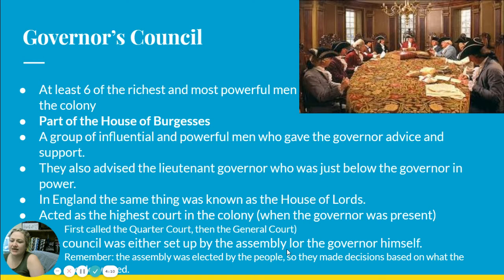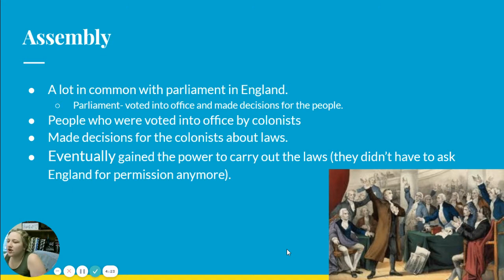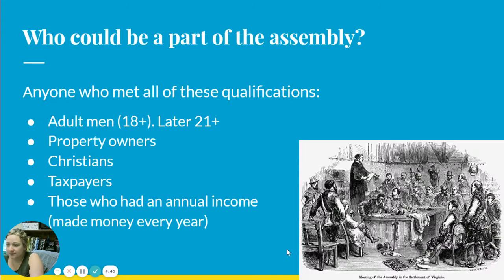And remember, the assembly was elected by people, so they made the decisions based on what the people wanted, not what the King of England wanted necessarily. But they usually had to ask for permission from him. So the assembly had a lot in common with Parliament in England. And remember, Parliament was voted into office and made decisions for the people. People who were voted into office by the colonists, usually white males, eventually gained the power to carry out the laws, which means they didn't have to ask permission from the King of England anymore after a while.